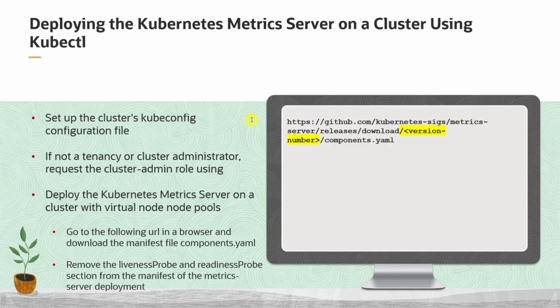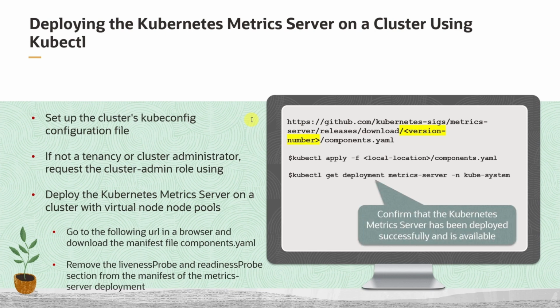Save the components.yaml manifest file after editing on your local machine and run the kubectl apply command to deploy the Kubernetes metric server on your Kubernetes cluster running virtual node pools. To confirm that the Kubernetes metric server has been deployed successfully and is available, you must enter the command kubectl get deployment metric server and specify the namespace by using -n.